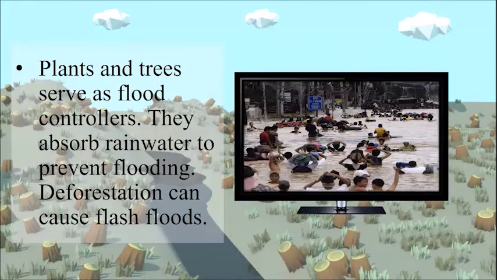Plants and trees serve as flood controllers. They absorb rainwater to prevent flooding. Deforestation can cause flash floods.